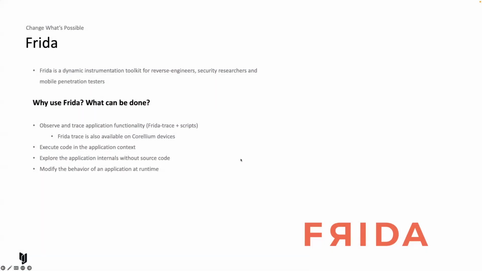That was the demo. So we'll talk about Frida really quickly. Frida is a dynamic instrumentation toolkit for reverse engineers, security researchers, and mobile pen testers. So why should you use Frida? What can be done? Well, you can observe and trace application functionality using Frida trace. You can execute code in the application context, explore the application internals without the source code, and modify the behavior of an application at runtime. You kind of saw some of that as we did the Frida demo with the uncrackable.